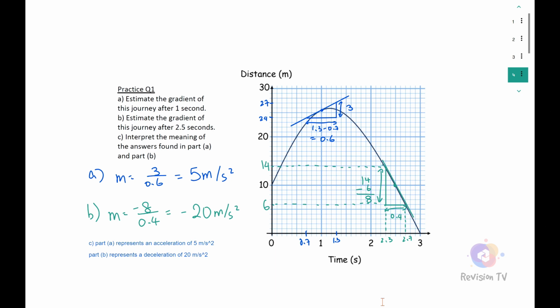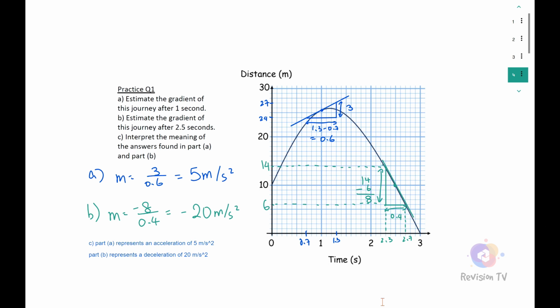Here are my answers. Question A, I've got 5 meters per second squared, and then for part B, I've got negative 20. Now, I've done this question twice. The second time when I did it, for question B, I got negative 18.3. So if you get around negative 18, 19, 20, 21, that should be okay.